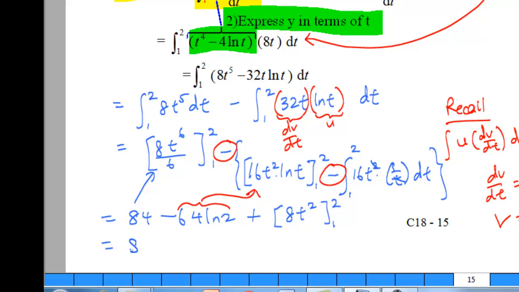When we simplify further here, we will end up with 24 here for 8t squared, substituting in limits 1 to 2, that gives us 24. And when we simplify, we will end up with our final answer, 108 minus 64 ln 2.